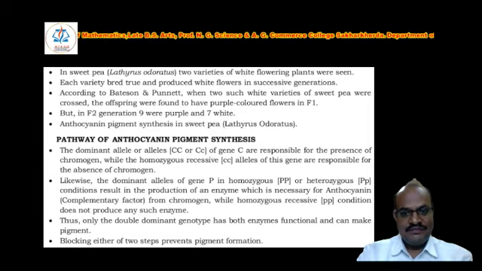But in the F2 generation, when the F1 flowers are selfed, Bateson and Punnett found that 9 flowers were purple and 7 were white. This is an exception. This is another ratio found other than the Mendelian dihybrid ratio, that is 9:3:3:1.